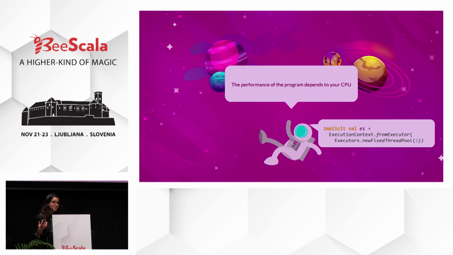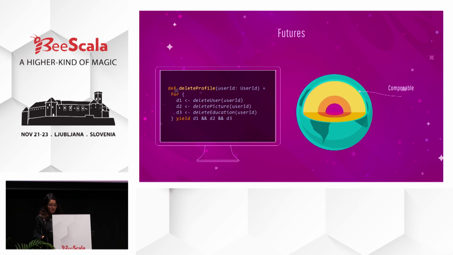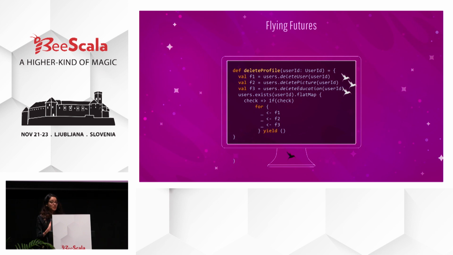But it's okay, you can customize your execution context without importing the global execution context. And here you can use, for example, only two threads to run your parallel computation. Futures are composable. You can have futures, pass them around to functions, and a future has flatMap and map, so you can build your program using the for comprehension syntax sugar.